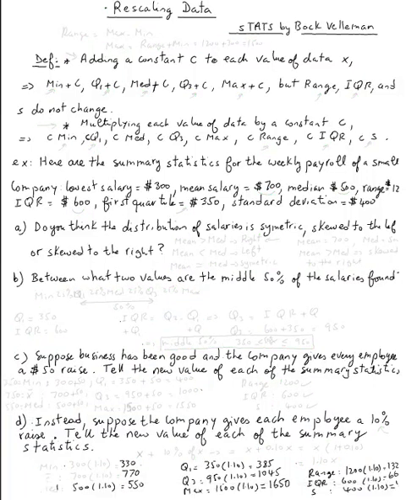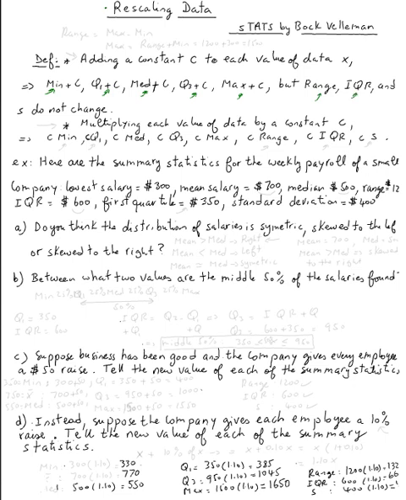The topic is rescaling data. So let's read the definition. The definition says if you add a constant c to each value of data x, then you add the same constant to the mean, the Q1, median, Q3, and max. However, the range and IQR do not change.